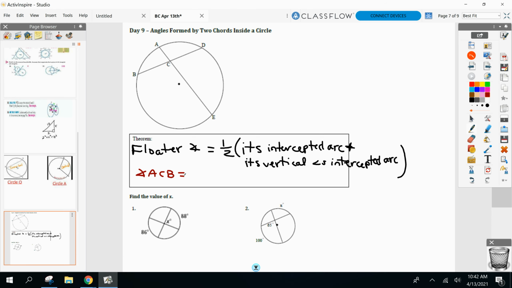I would take 1/2. What arc is formed by angle ACB right here? Arc AB. So I would take arc AB, add it to, now look at the vertical angle for ACB and name its arc. The vertical angle to ACB, and what arc is formed by that one? Arc DE. So I would take AB plus DE and cut it in half. That's how I would find floater angle ACB.